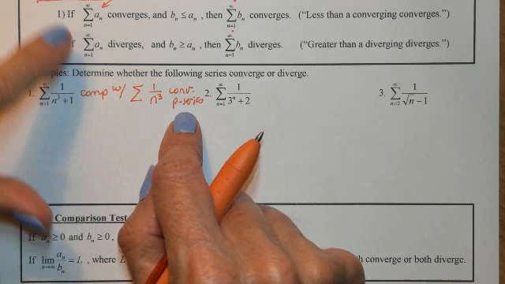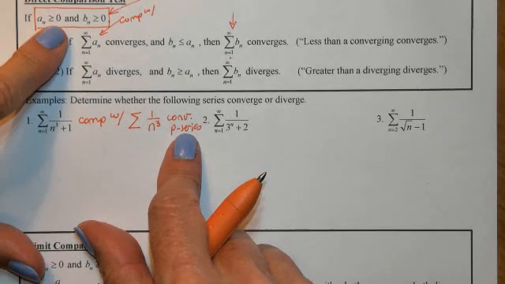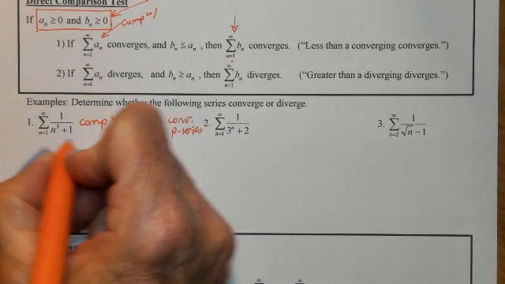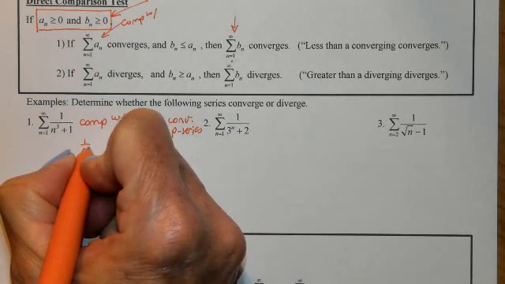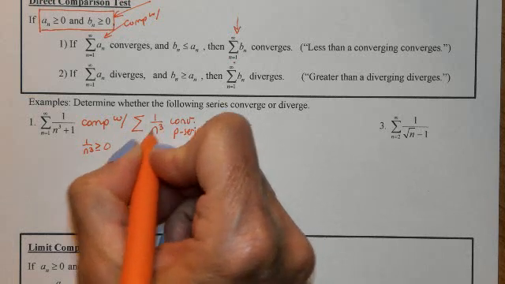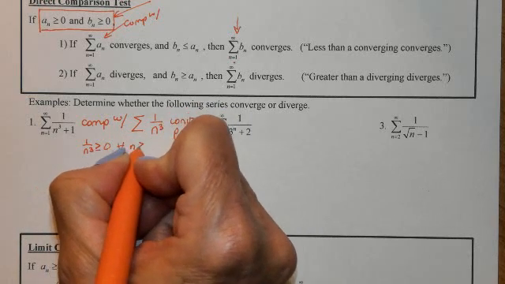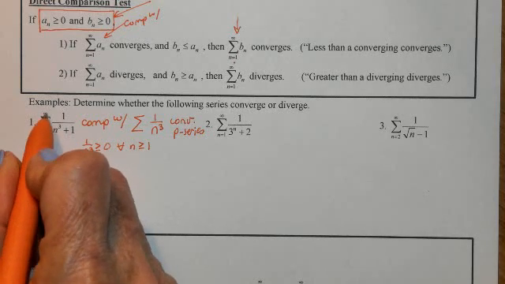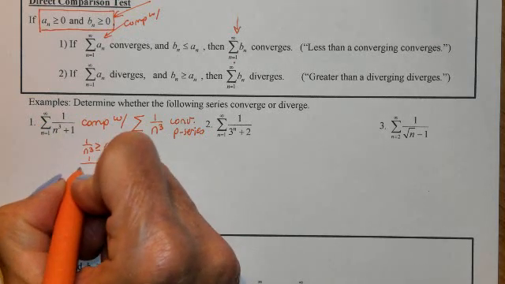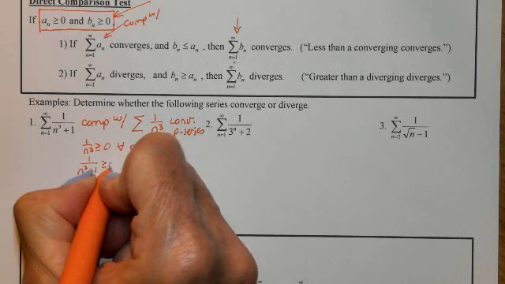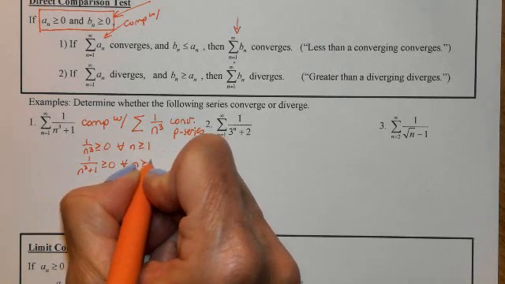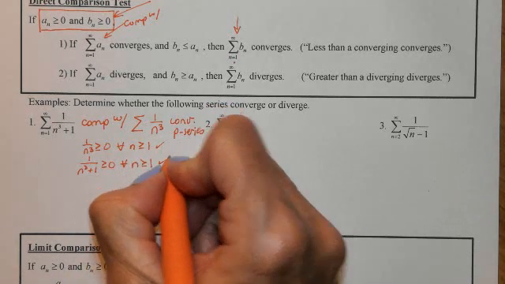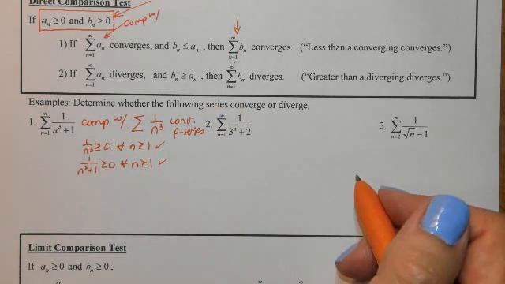Now, before we use this direct comparison test, I need to state my conditions. So I need to state that 1 over n cubed is greater than or equal to 0 for n greater than or equal to 1, because I only need it to be true for these values. And 1 over n cubed plus 1 is also greater than or equal to 0 for all n greater than or equal to 1. Since those are both true, I can use a direct comparison test.